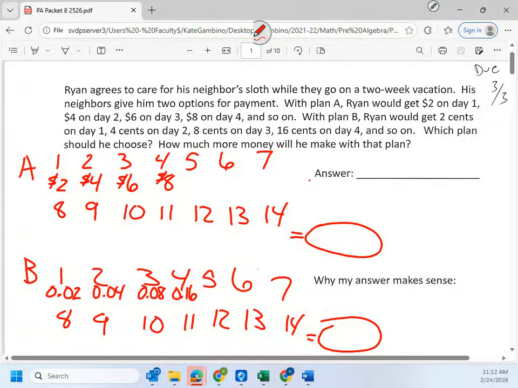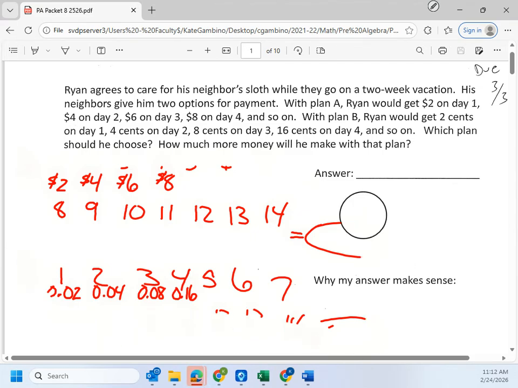Then it says, which plan should he choose? Well, he's going to want to choose the one that he makes more money on. And how much more money will he make with that plan? So you have to subtract the 2 to say how much more money he's made. So you want to make sure that you're following your patterns correctly: how you're increasing for Plan A, how we're increasing for Plan B. We're doing different operations for the 2 different plans. Then you go back and you add together every day to see the total amount that you would get with each plan.